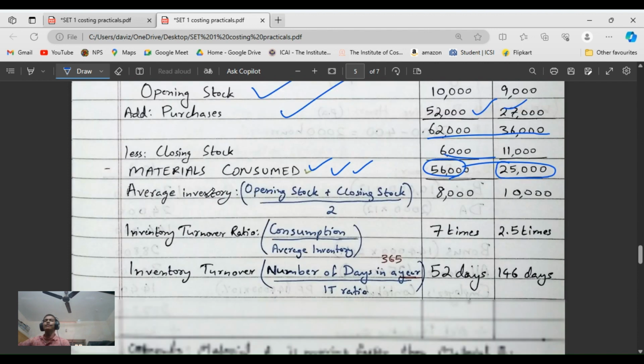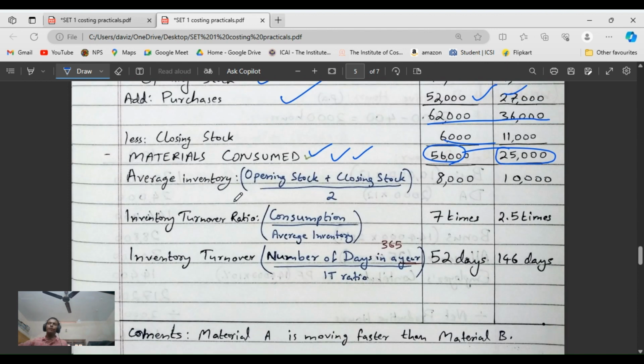So what is the average inventory? We have to find the average inventory in order to find the inventory turnover ratio. First, what is the average inventory? Opening stock plus closing stock by 2.